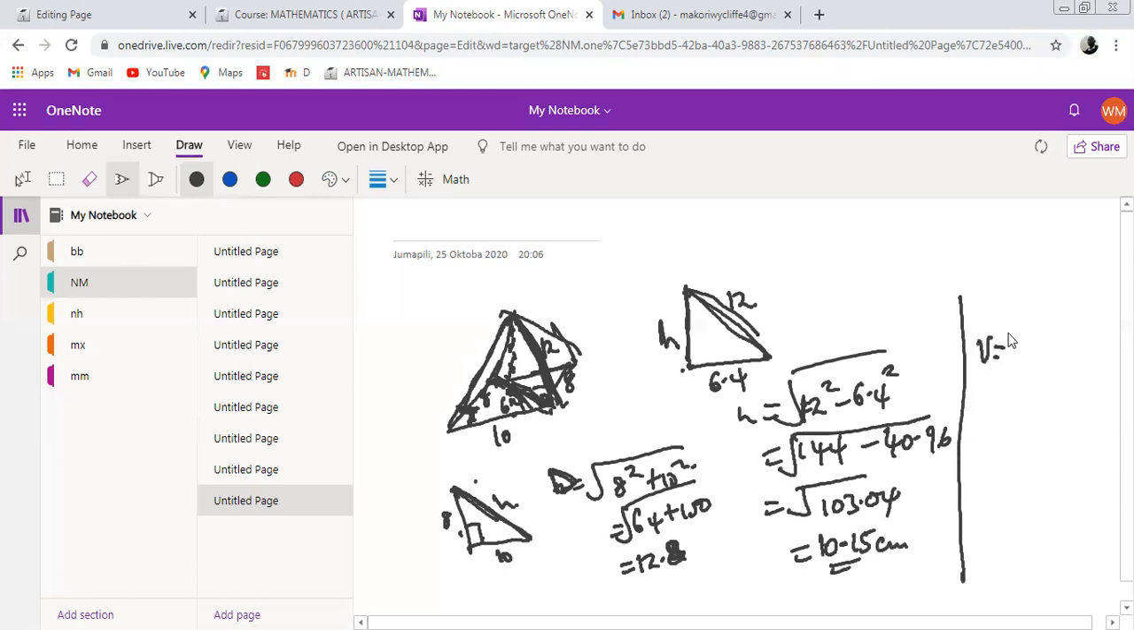Now the volume will be equal to a third times the base area, which is 10 times 8, times the height, which is 10.15. So you multiply by 8, then divide by 3, which is the same as, now the volume will be equal to 270.69 centimeters cubed.